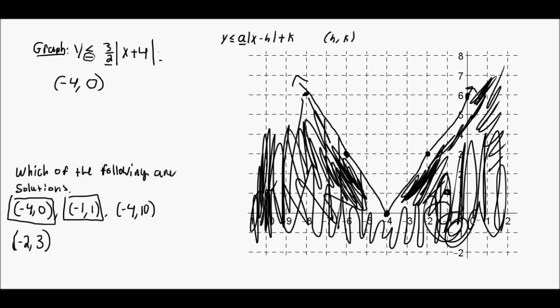About negative 4, 10? Negative 4, 10 is up here in the unshaded region, so this is not a solution. What about negative 2, 3? Negative 2, 3 is right here on the graph of the absolute value, and since it's a solid line, that means that this is a solution. Okay, we've just graphed this absolute value inequality.